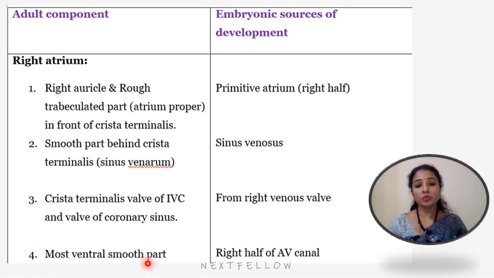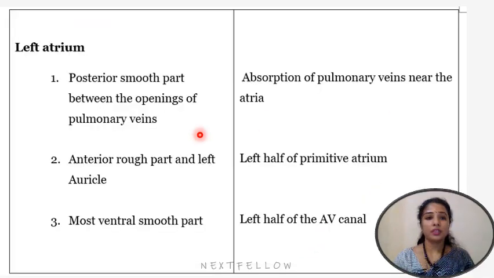And the most ventral smooth part is from the right half of the atrioventricular canal. So these are the adult components and embryonic derivatives. That was about the right atrium. Left atrium: the posterior smooth part, that is between the openings of pulmonary veins, is from absorption of pulmonary veins into the atria, and the anterior rough part and left auricle are derived from the left half of the primitive atrium. The most ventral smooth part is from the left half of the atrioventricular canal.